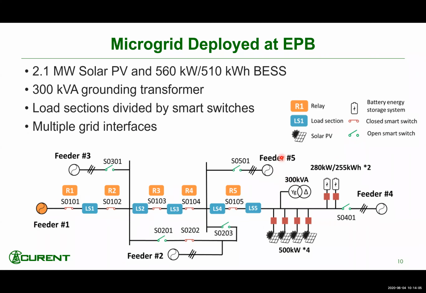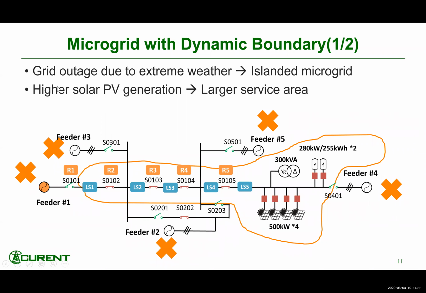Let me show you a better illustration of the dynamic boundary. Let's show an example. If there is a grid outage because of extreme weather, for example a hurricane or tornado, the microgrid will run in islanded mode. You can see none of the feeders are available, so the microgrid runs in islanded or autonomous mode. The microgrid will be the only source inside the small microgrid.